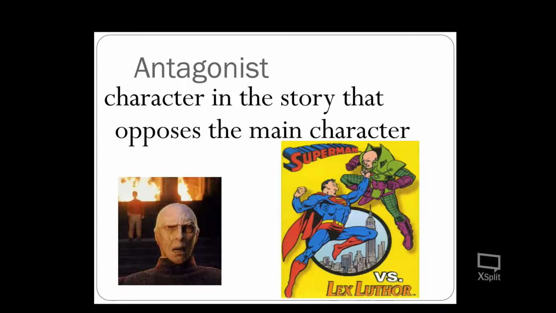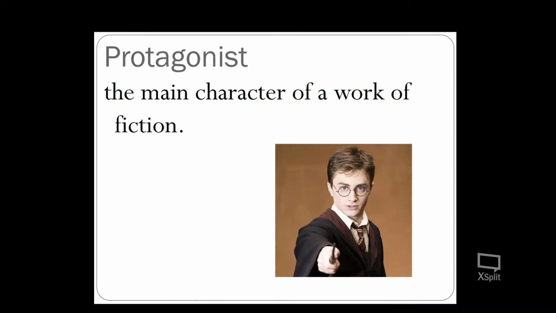Okay, now we get into kind of characterization in a little bit, but another literary element is characters. So first in our character list, we have the antagonist. Now this is the character in the story that opposes the main character. That would be like Voldemort or like Lex Luthor, okay? It's just anybody who's opposing the main character of the story. That doesn't necessarily mean they're a bad guy. In a hero story, it could mean they're a bad guy, but it just depends on who the main character is. Now, the protagonist is the main character of a work of fiction, just like Harry Potter was the protagonist, obviously, in the Harry Potter series.